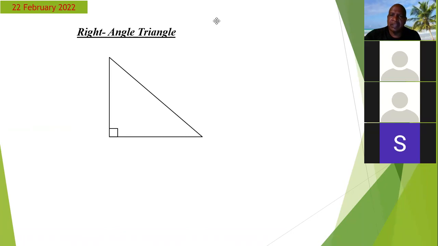What can you say about the sum of the other 2 angles? It adds up to 90 degrees. Exactly. So if this is the angle A, and this is the angle, let me label this one C, and this is the angle B. We already know that angle B is 90 degrees.